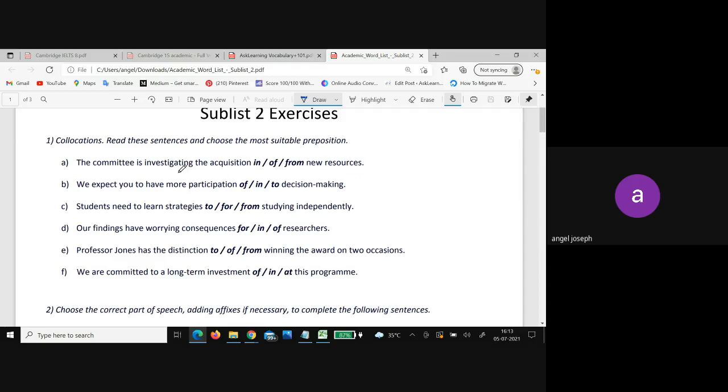The committee is investigating the acquisition, in new resources, acquisition of new resources, acquisition from new resources, acquisition, purchase from a committee investigator.